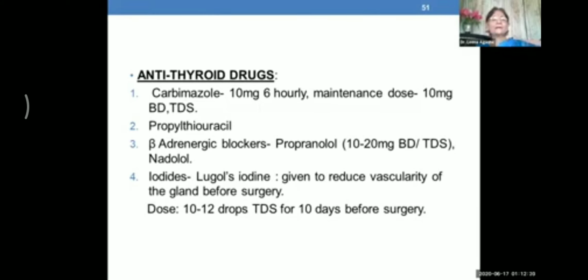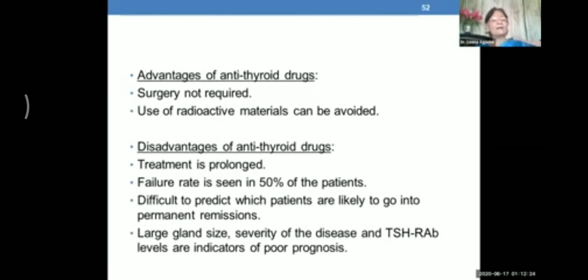Let us see what are the advantages and disadvantages of the antithyroid drugs. Advantages are surgery is not required, then use of the radioactive materials can be avoided. Amongst disadvantages of antithyroid drugs, this treatment is a prolonged treatment. Failure rate is seen in 50% of the patients.